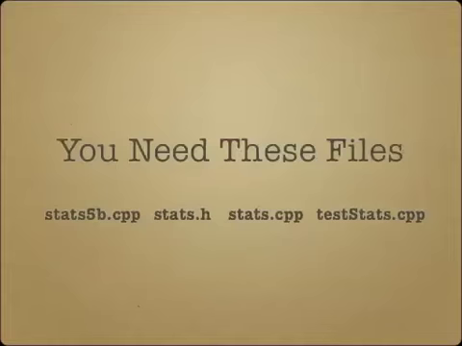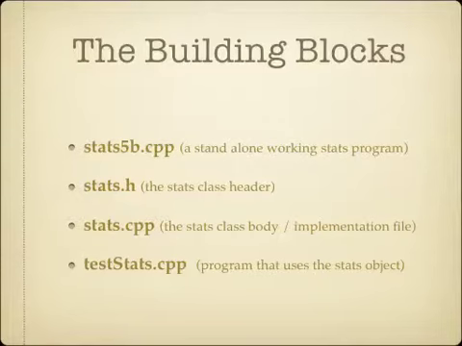Okay, let's find out how you can build your stats class one function at a time with an example. You will need these files: stats5b.cpp, stats.h, stats.cpp, and teststats.cpp. These are all located in the group folder on the server under the comp.sci folder.